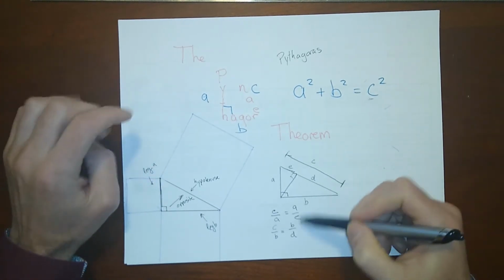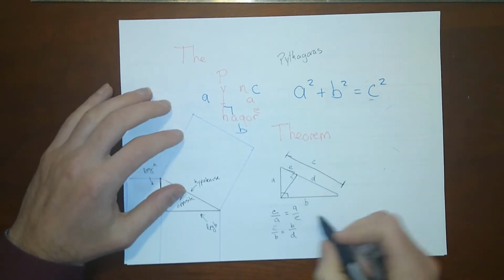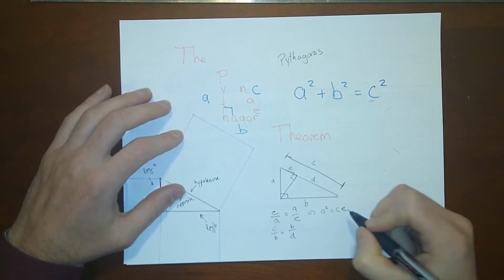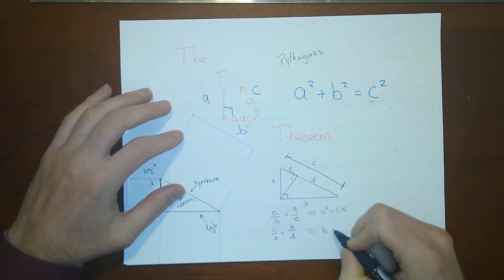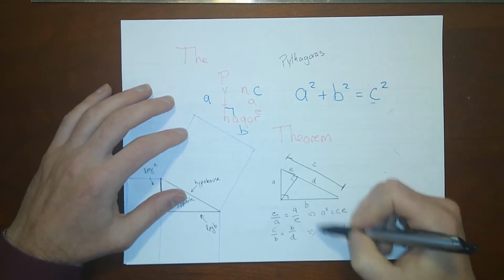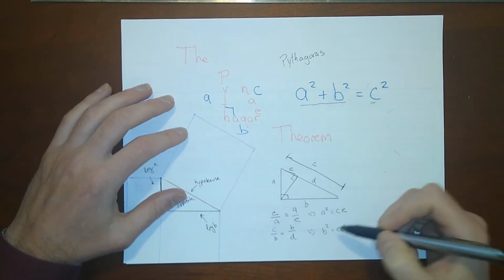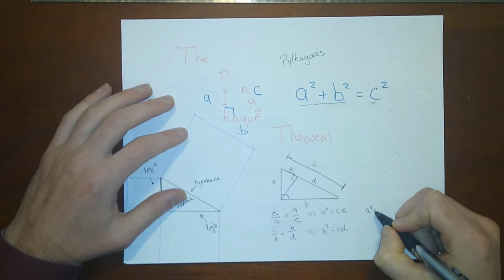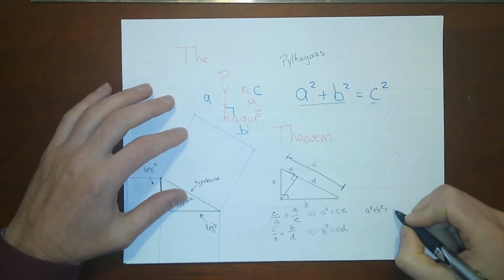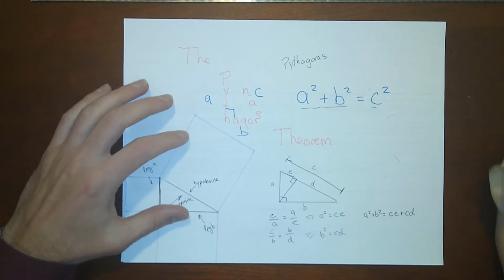And then we can do some algebra with these two statements to come up with the Pythagorean theorem, in fact. So if I cross multiply these, you get a squared equals c times e, and b squared equals c times d. And if I then take these two statements and add them together, so if I do a squared plus b squared, then I can say this: a squared plus b squared is equal to, well, a squared is ce and b squared is cd. So it's the same thing as saying ce plus cd.